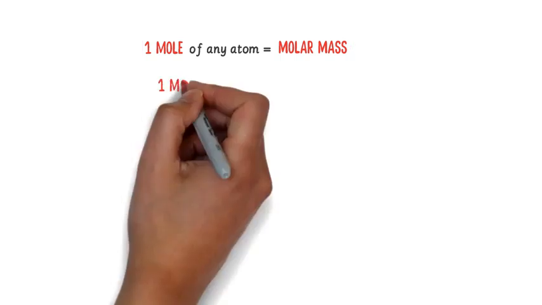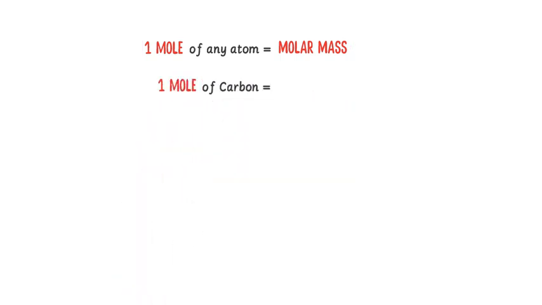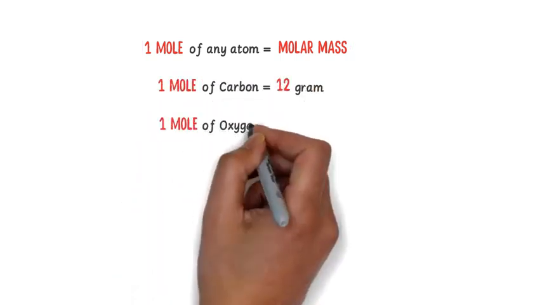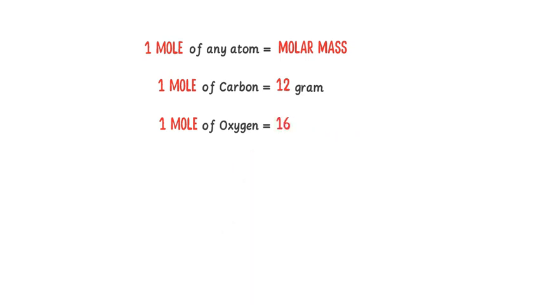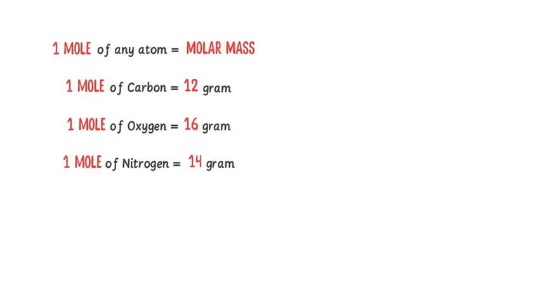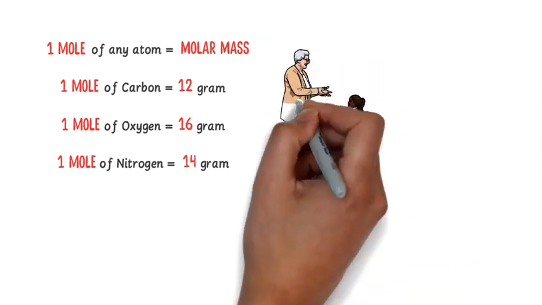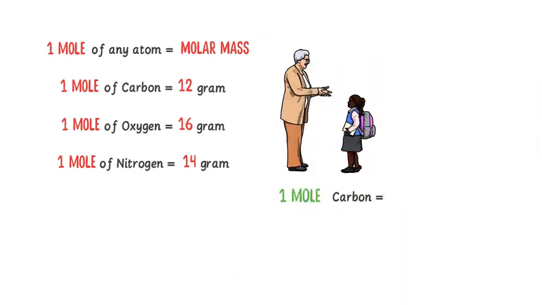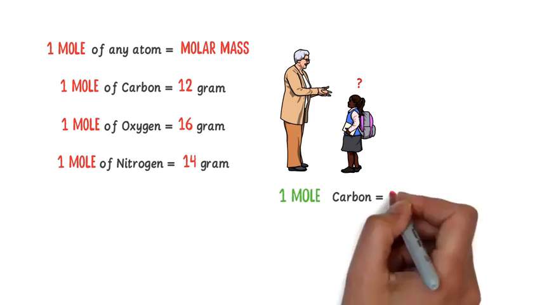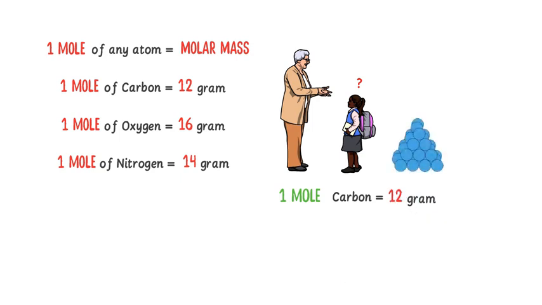For example, 1 mole of carbon atom is equal to 12 gram, 1 mole of oxygen atom is equal to 16 gram, and 1 mole of nitrogen is equal to 14 gram. So if I ask you, give me 1 mole of carbon, how many grams of carbon will you give me? I hope you know the answer. You will definitely give me 12 grams of carbon, because the molar mass of carbon is 12 gram.